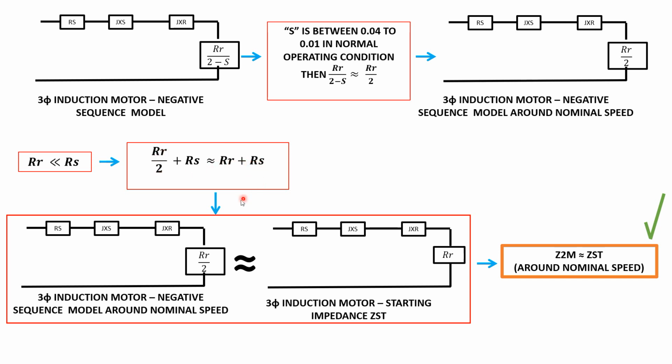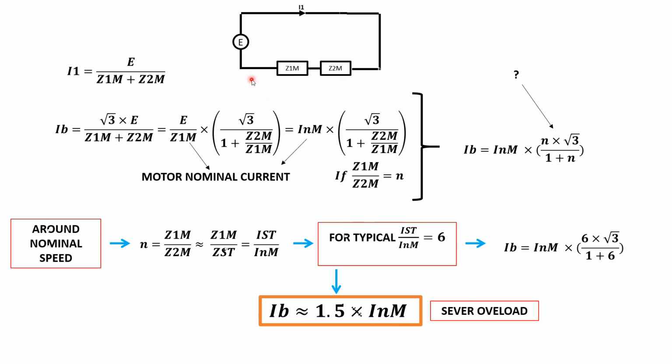So what's the benefit of this? Then we can say this model is equal to this model, approximately. So what is this model? This is the starting impedance of the motor. So what does it want to say? Approximately, that around the typical speed, the negative sequence impedance of the motor is almost the starting impedance of the motor. So then we are back to that equation that we were after.